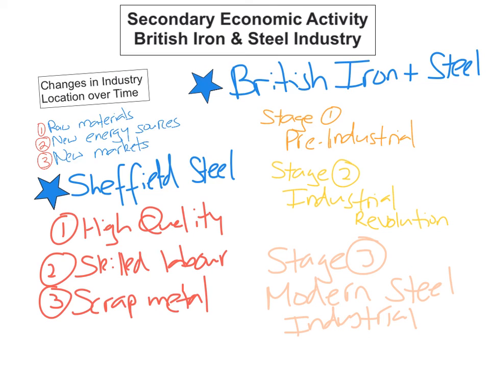So that's the end of our tutorial for secondary economic activity for the case study of the British iron and steel industry. We talked about how it's changed over time and the factors that caused it to change. And then we looked at an exception in Sheffield steel and how they never changed from inland to coast. They stayed inland because of a few different factors.